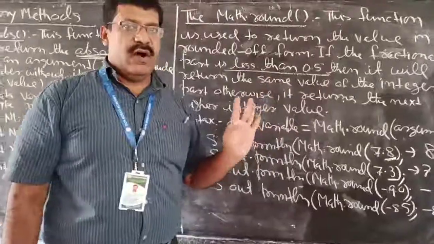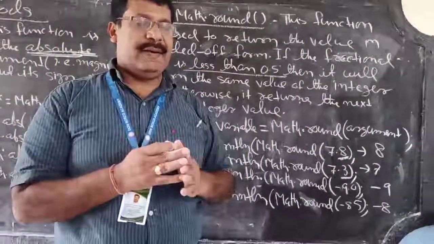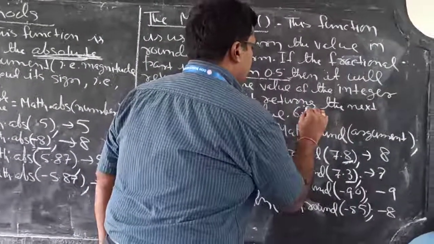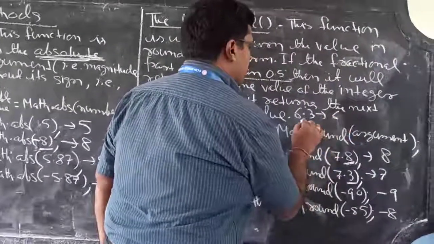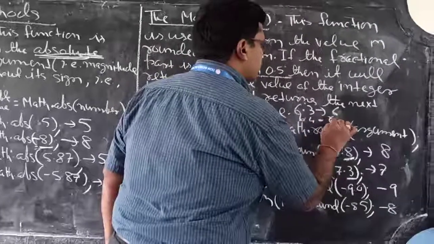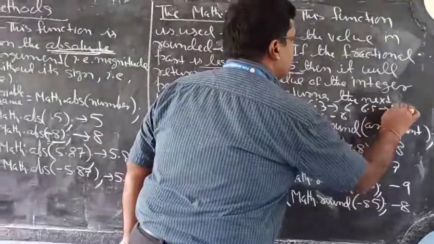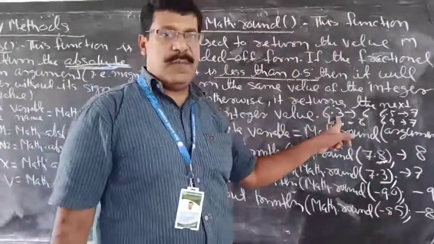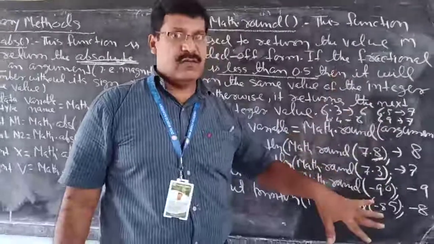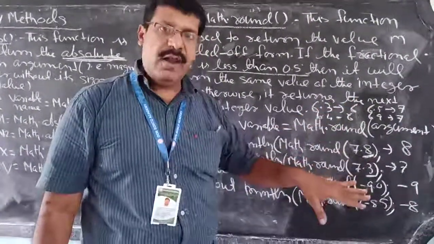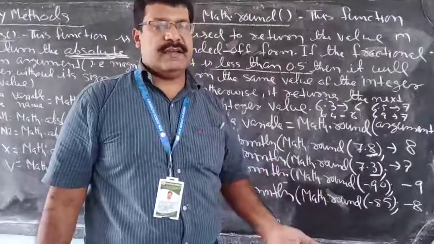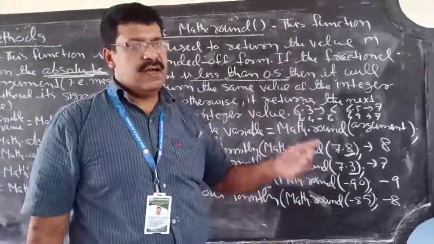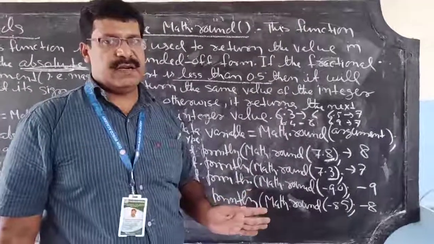So the math.round function rounds the number mathematically. If at the tenth place, see 6.3, it will be 6. If it is 6.4, it will be 6. If it is 6.5, it will be 7. If it is 6.9, it will be 7. So check the tenth place. If it is 0.5 or above, then it returns the next higher number. If it is less than 0.5, then it returns the same number given in the integer part.